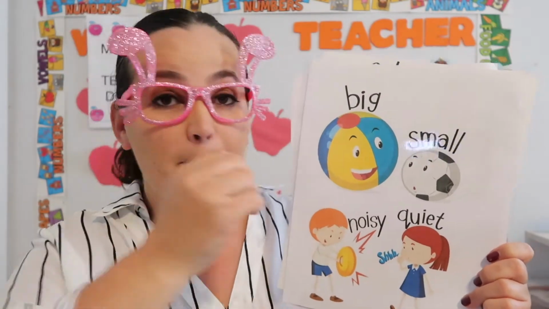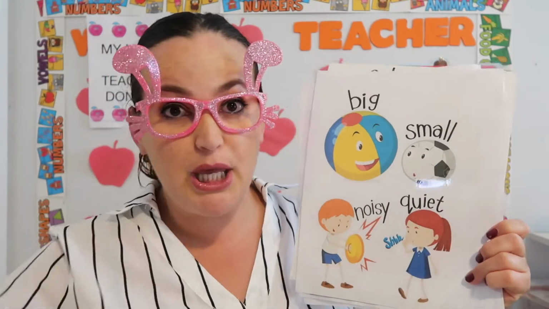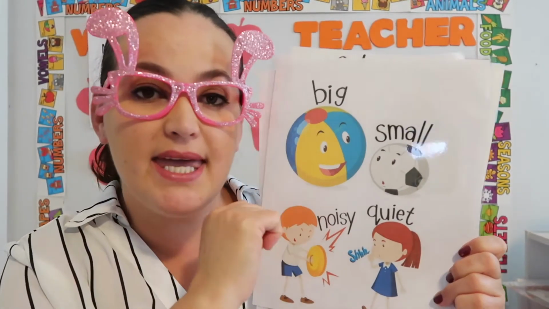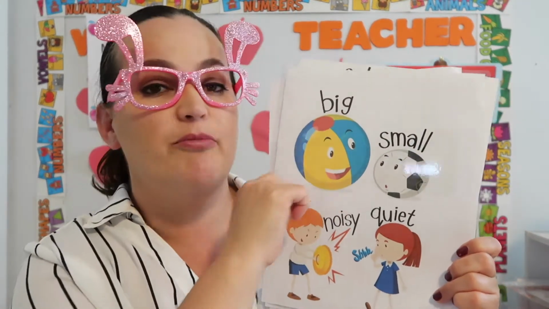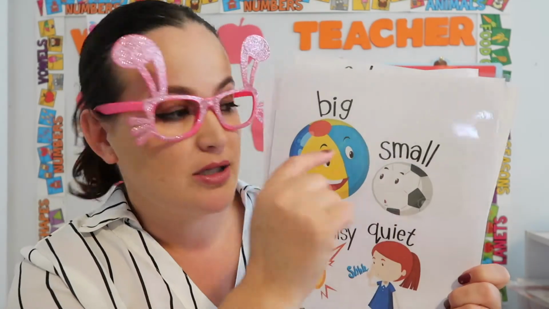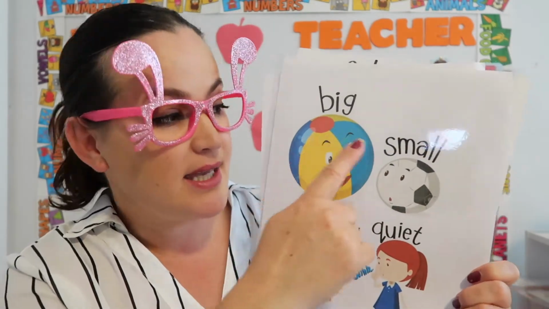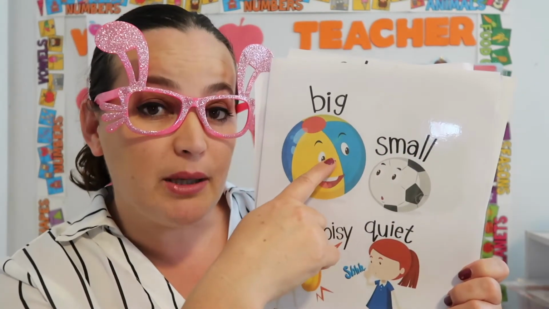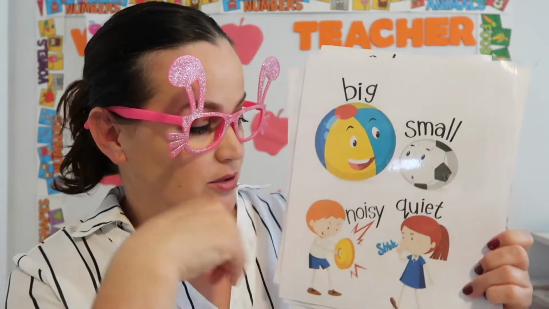Big. Okay, big ball. The opposite of big is small. Small. Big, small. Big ball, small ball.